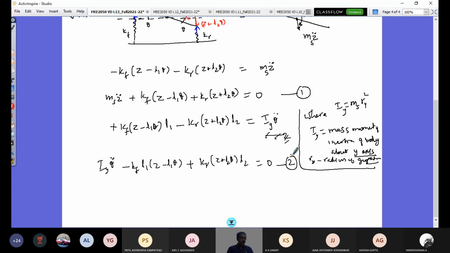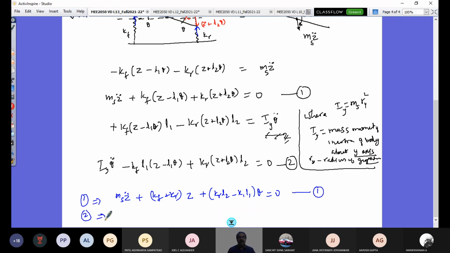Right, so here I'm going to group them. Let me write this equation again, grouping z and theta terms together. So this one equation is going to be ms z double dot plus, I have here kf and kr positive, so kf plus kr into z. And here theta is common, so kf into L1 minus kr into L2. Let me write here plus kr L2 minus kf L1 into theta equals 0. So that's my equation 1.